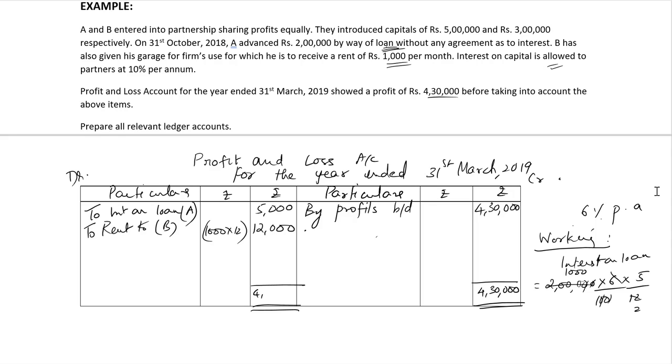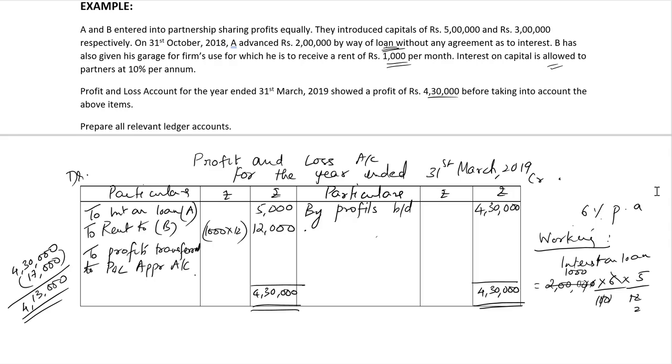4,30,000 greater total, to profits transferred to profit and loss appropriation account, which is 4,30,000 minus 17,000, which comes to 4,13,000. So this is the profit which is going to be transferred to the profit and loss appropriation account.